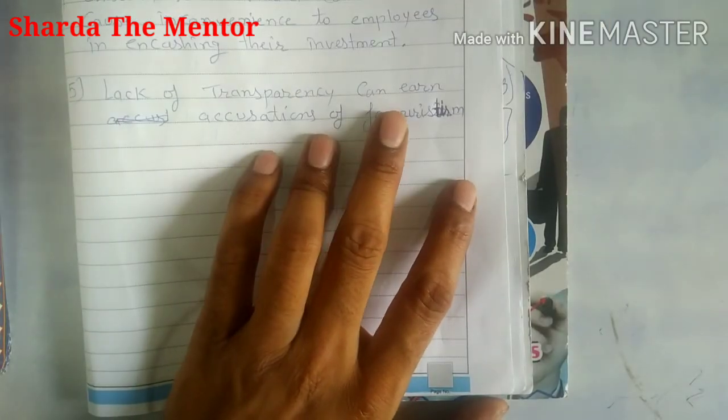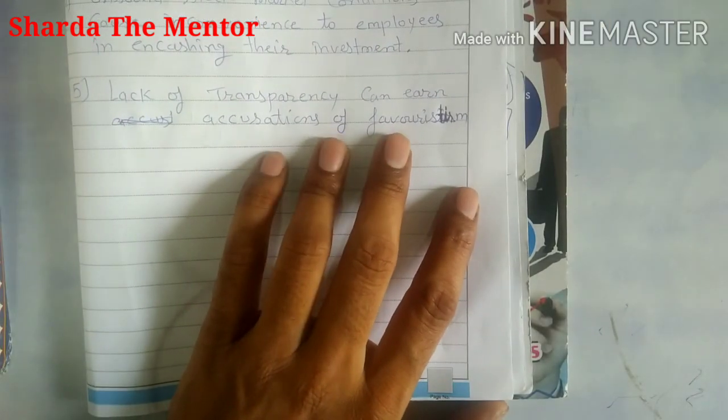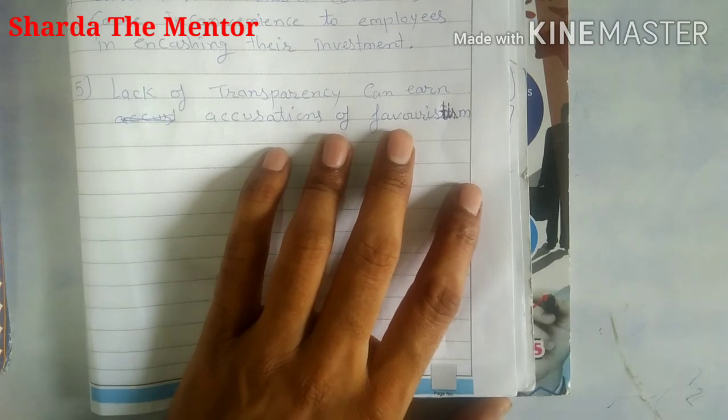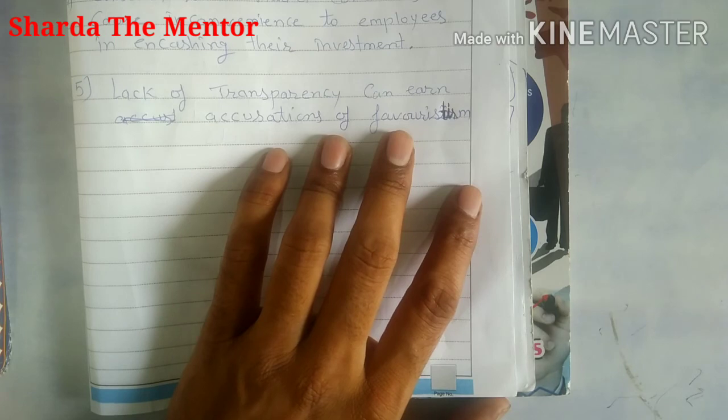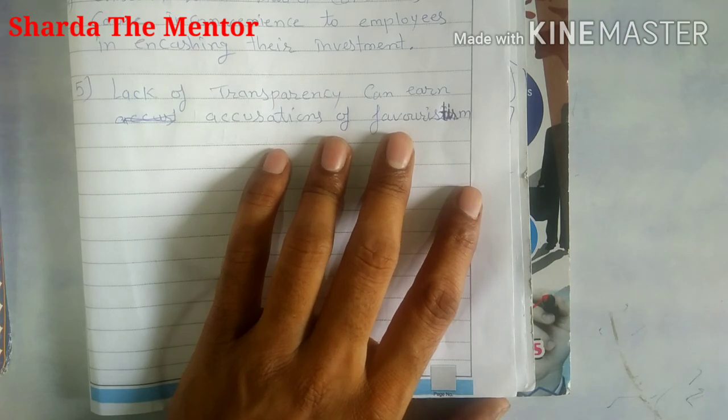The last point is that lack of transparency can earn accusations of favoritism. You can understand it with the help of an example: two employees are working on the same post, but management decided to give the ESOP option to one employee and did not give the option to the other. So it may be possible that the person who didn't get that option can blame the management or the boss, saying the boss gave preference or has some kind of favoritism toward that particular employee. So that type of problem will be created due to the lack of transparency.